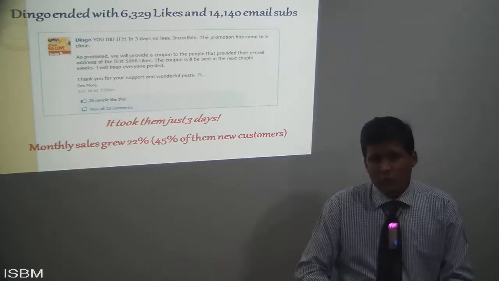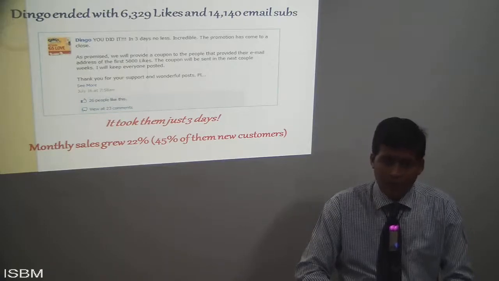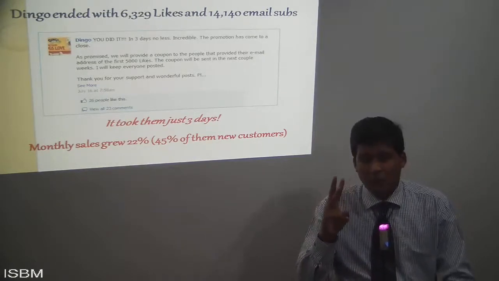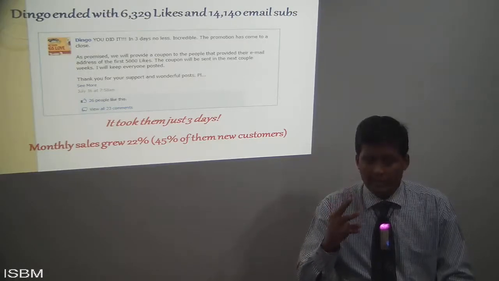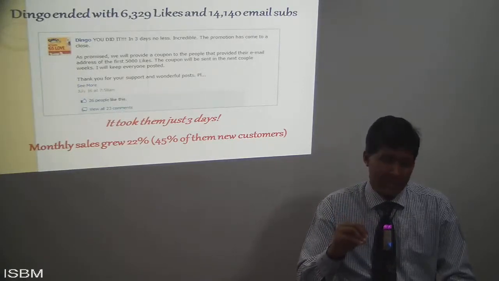So when this scheme was launched as a case, we'll find that Dingo ended up with around 6,000 likes and 14,000 emails. The feedback is, it just took them 3 days. Now that's the power of social networks. It just took 3 days. Monthly sales grew by 22%, out of which 45% were new customers.